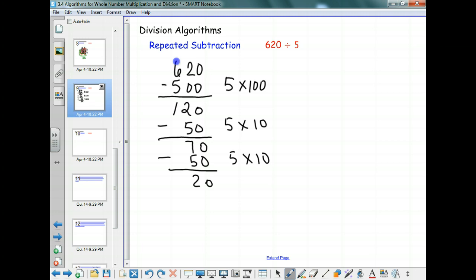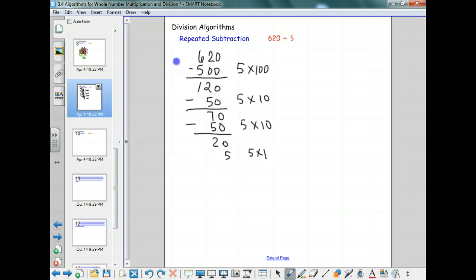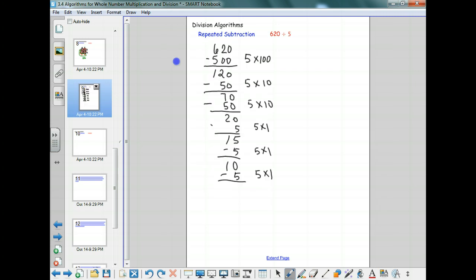So what do I subtract next? 5. And I'm going to have to do it several times. 5 is 5 times 1. So what's 20 minus 5? 15. And I subtract 5 again, right? All right, so what's 15 minus 5? 10. And I'll subtract 5 again. 10 minus 5 is 5, and I subtract 5 again. And I get a 0.